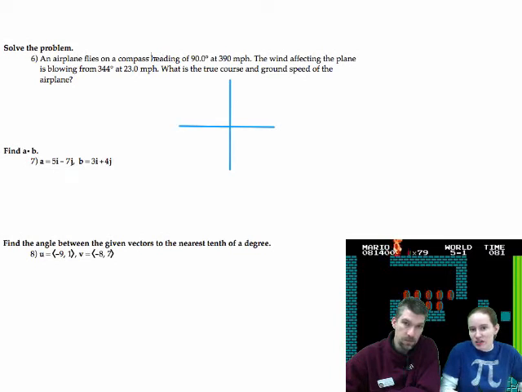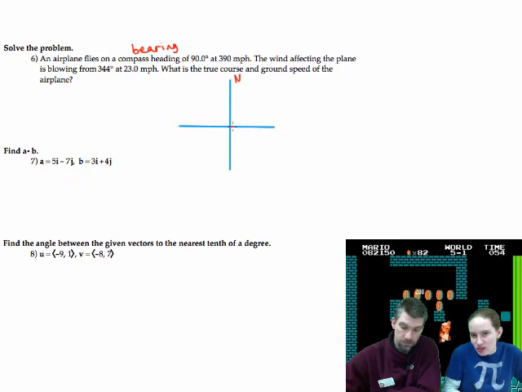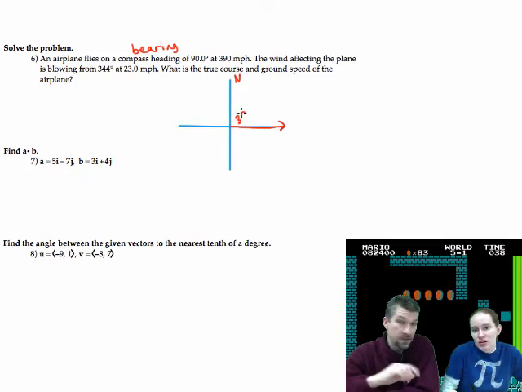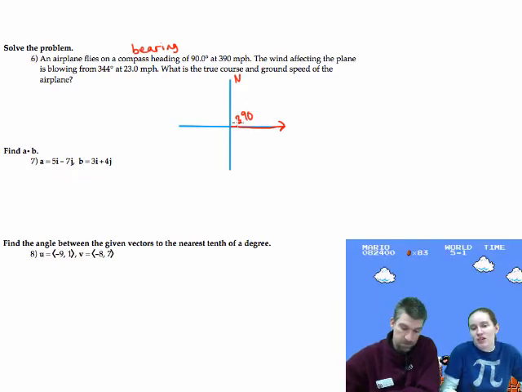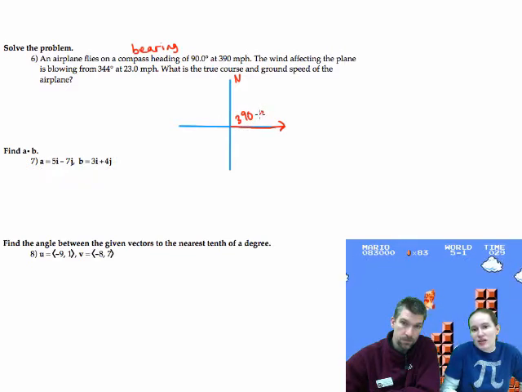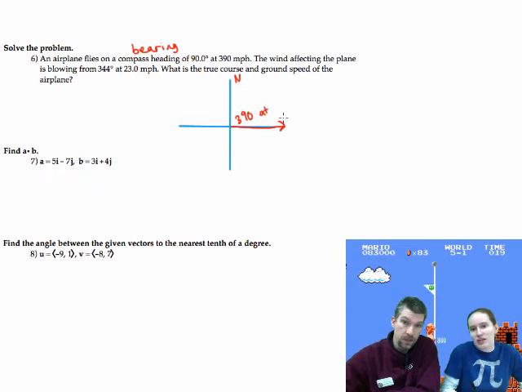All right, we've got an airplane that flies on a compass heading of 90 degrees. That's the same as bearings, okay, of 90 degrees. Bearings start at north and go clockwise, so 90 degrees is right here along the positive x-axis. That's how our airplane is going. North is always 0 with bearing. So we are going at a magnitude of 390. The trig angle, the one we would use for our calculator, would be 0.